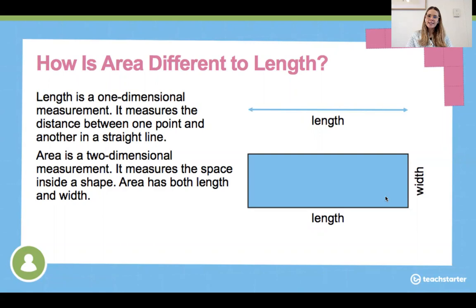How is area different to length? Okay, so length is a one-dimensional measurement. It measures the distance between one point and another in a straight line. Area is two-dimensional. It is a two-dimensional measurement. It measures the space inside a shape. And so therefore, area has both length and width.